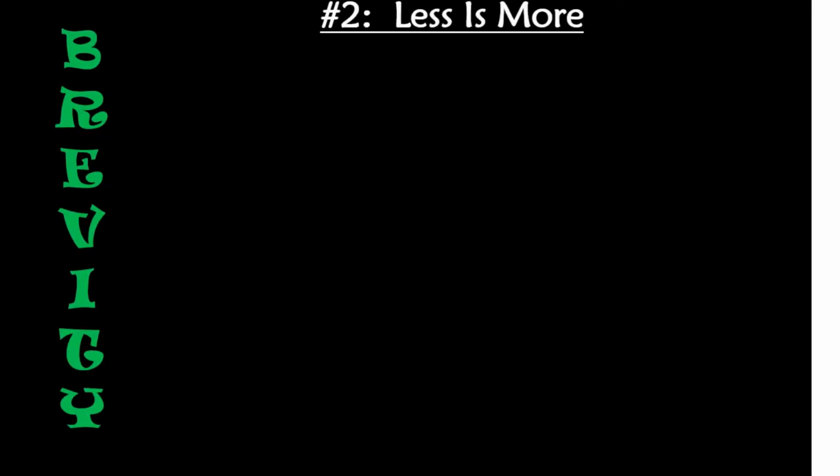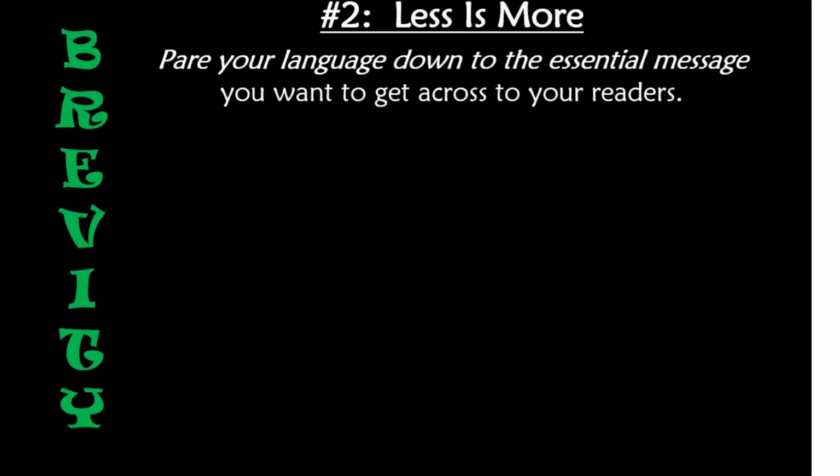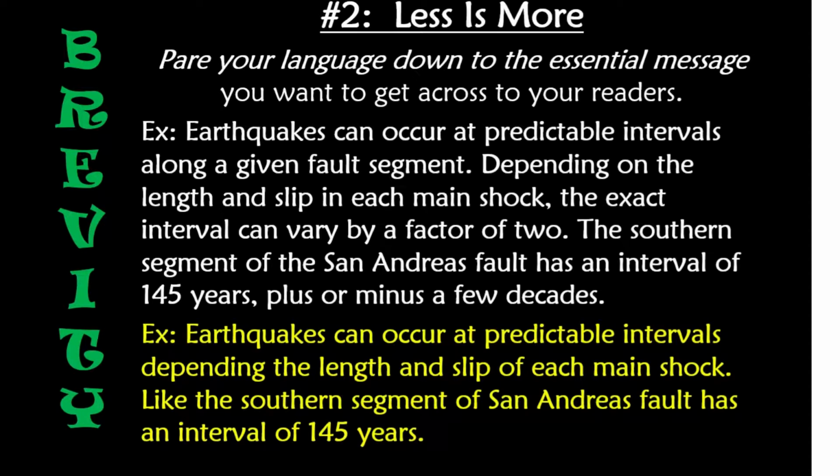Number 2. Less is more. Pare your language down to the essential message you want to get across to your readers. Example in yellow text is under this principle.